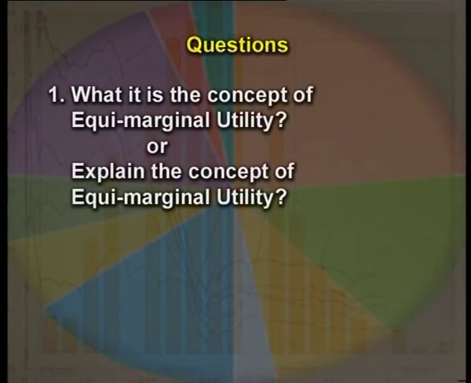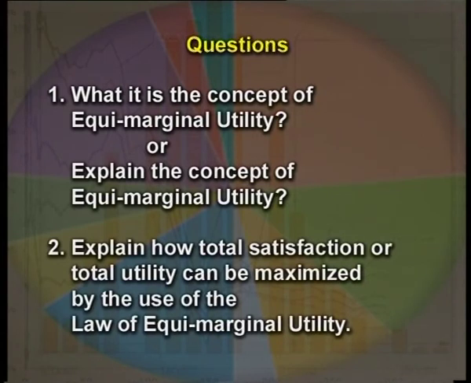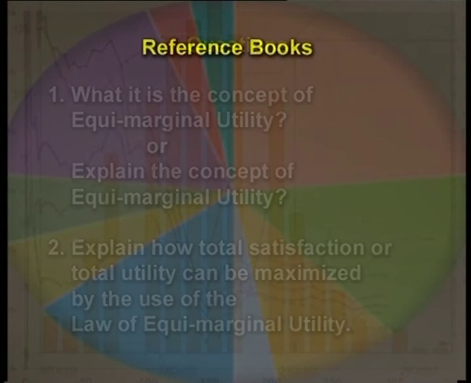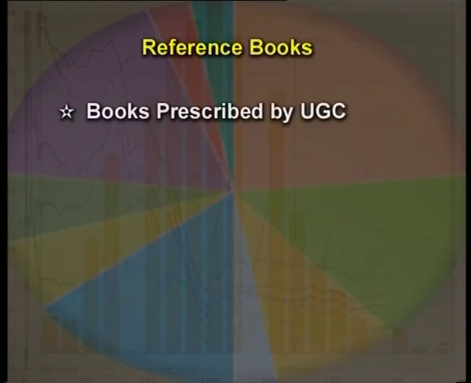Now, two questions are sought to be asked. The first question is, what is the concept of equi-marginal utility, or explain the concept of equi-marginal utility. The second is, explain how total satisfaction or total utility can be maximized by the use of the law of equi-marginal utility.